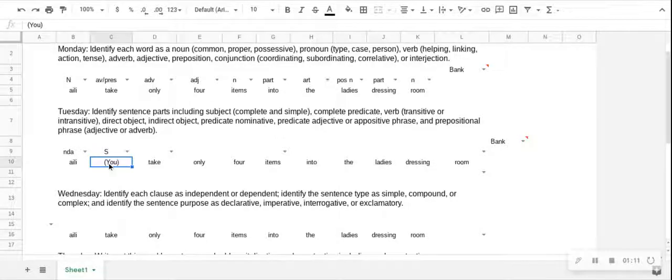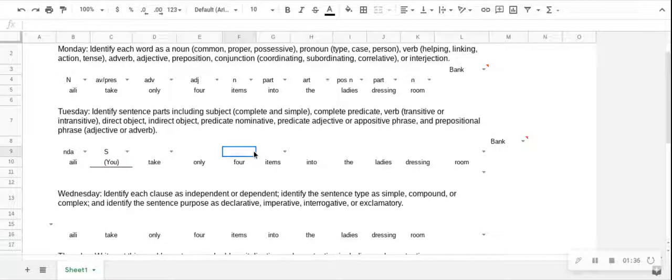Since there's nothing that adds to our simple subject, there's no adjectives, there's no modifiers to it. It is just simply our complete subject as well. So we have to do a single underline. Again, you do that by clicking on your little waffle or your borders, making sure that it is single underline, and then clicking the bottom border.